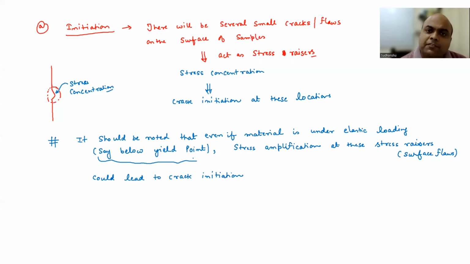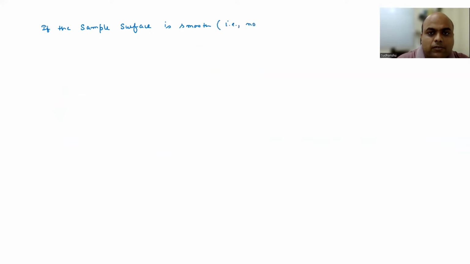Okay. Now, what happens when you don't have a surface flaw? Suppose you polished your sample very smoothly, right? Say you electro polished it, so you have removed most of your surface defects, right? Then how do you generate a fatigue crack? That question will come into your mind, right? So let's talk about that. So the question is, if the sample surface is smooth, we are saying that there is no flaw.